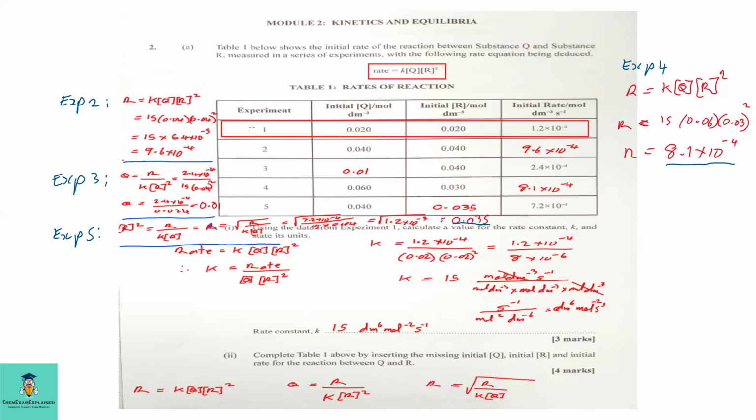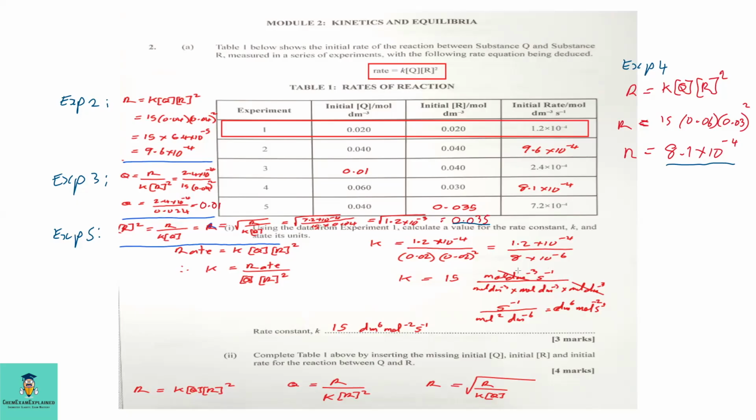Looking at experiment 1, we can plug in the information given. So the initial rate given in experiment 1 is 1.2 times 10 to the minus 4. The initial concentration of Q is 0.02, and the initial concentration of R is 0.02. Of course, that will be squared. That works out to be 1.2 times 10 to the minus 4 over 8 times 10 to the minus 6. So this is our value, and when you divide the 1.2 times 10 to the minus 4 by 8 times 10 to the minus 6, you get K equal 15.